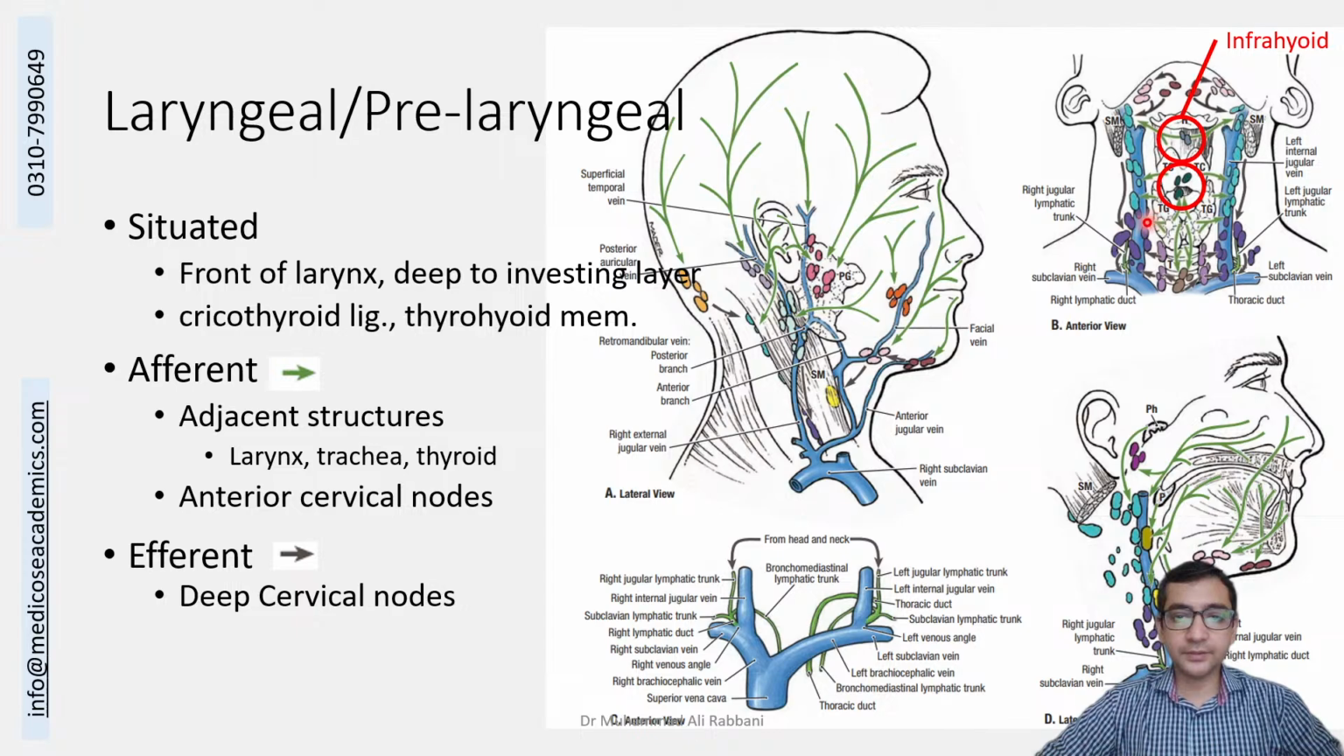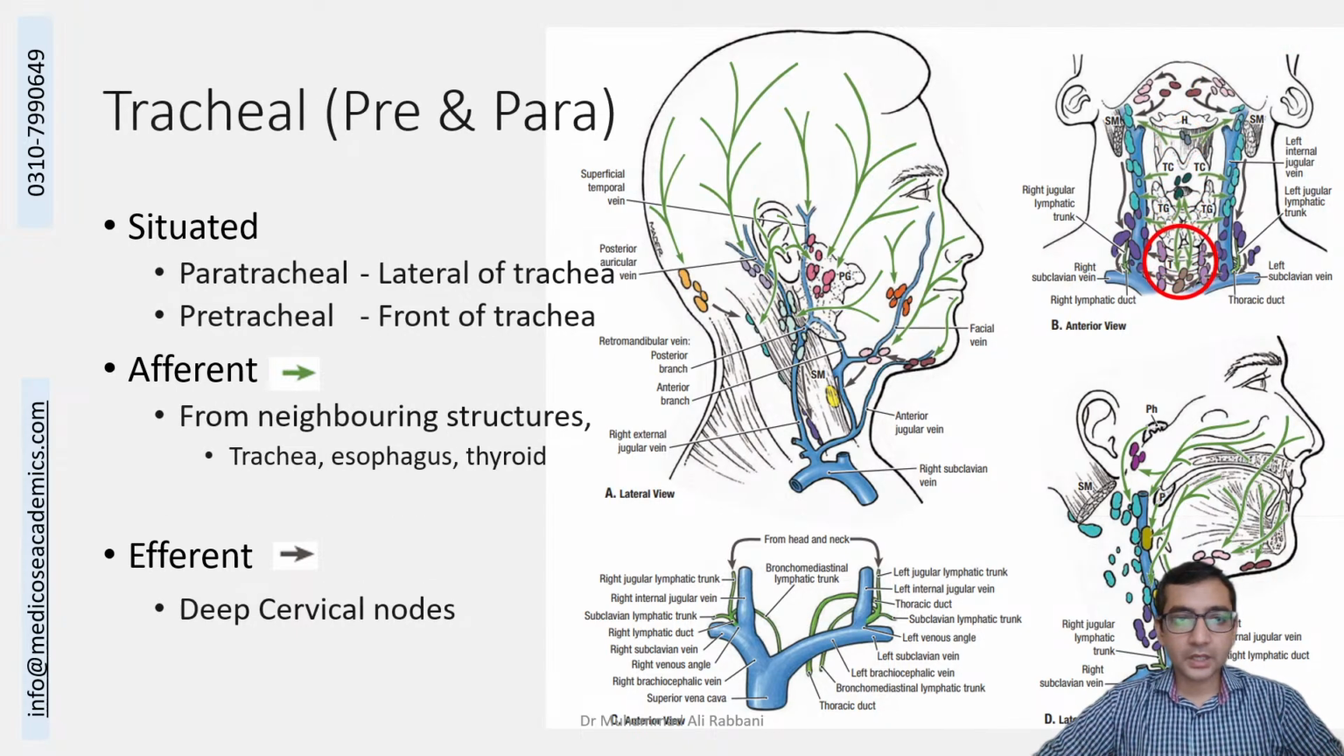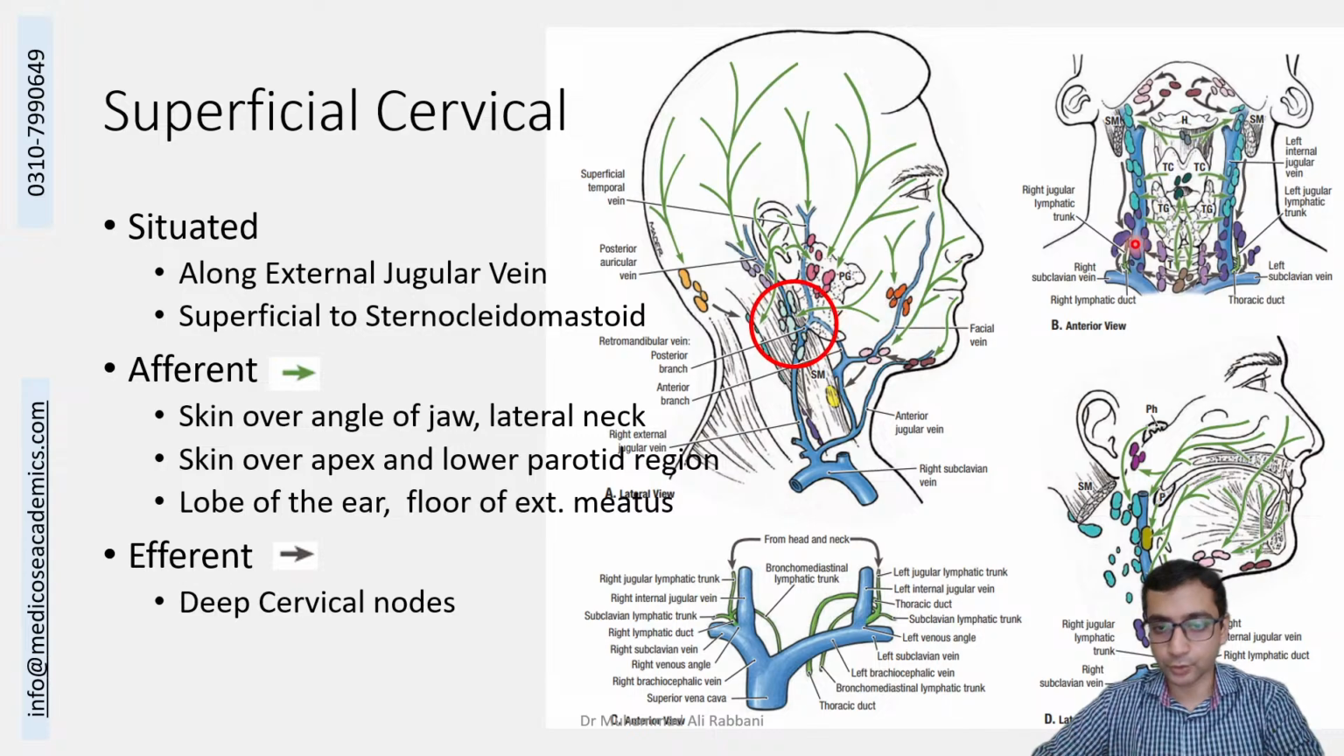And then we are left with the tracheal nodes. The nodes that are anterior to it will be pretracheal. The nodes that are lateral to it will be paratracheal, and they will be draining structures from the trachea itself and the neighboring structures, and they will drain into the deep group of cervical nodes. This is the whole area.